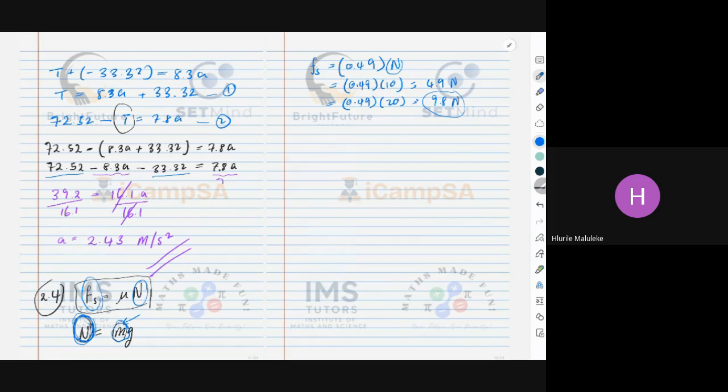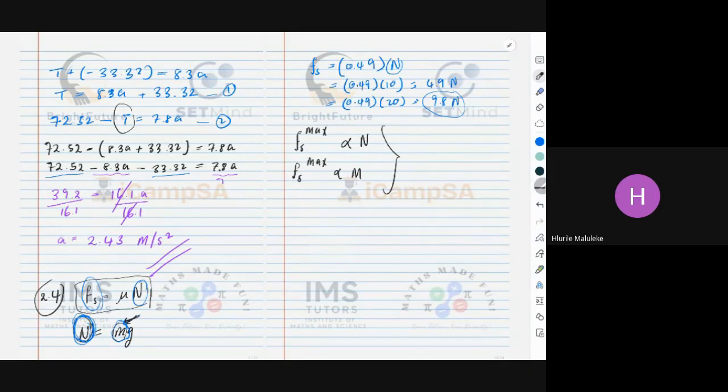So the reasoning you should give them is that your maximum static friction is directly proportional to normal force. That is to say, if you increase normal force, you are increasing the static friction. Or you can say max is directly proportional to the mass, because if I increase this mass here, I'm also increasing the maximum static friction. So this is the proportionality.